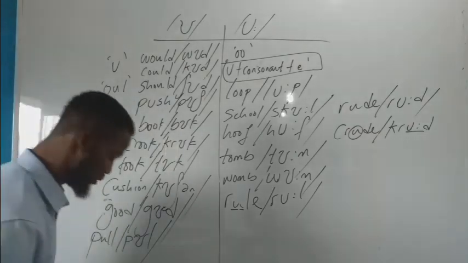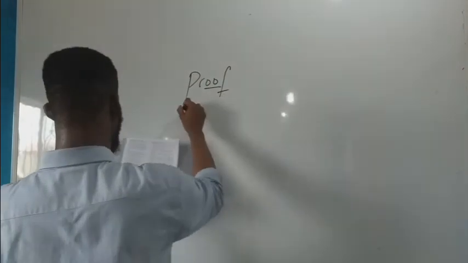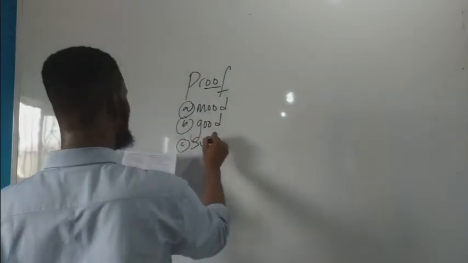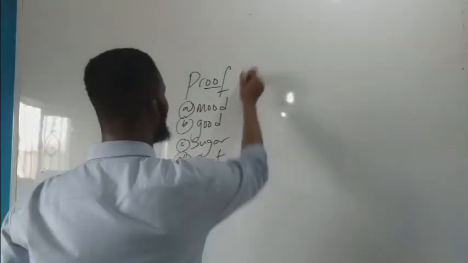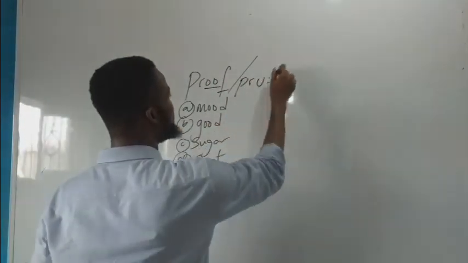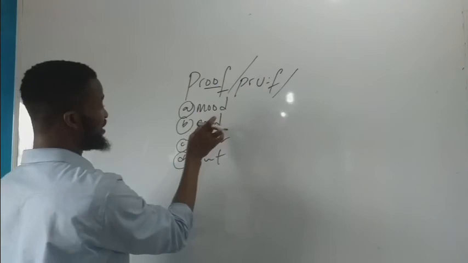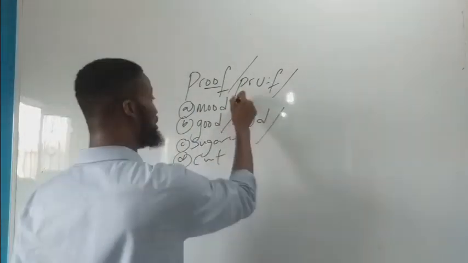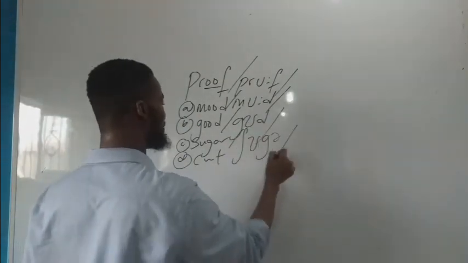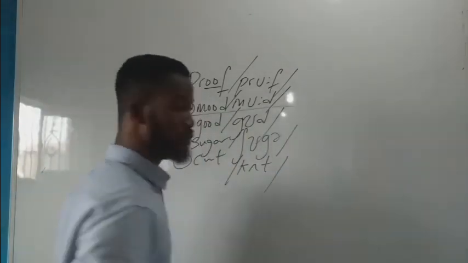Now let's take a look at a few questions. The first question is P-R-O-O-F, and this is underlined. Option A is M-O-O-D, B is G-O-O-D, C is S-U-G-A-R, and option D is C-U-T. The question here is O-O-F, and this is called proof. Because O-O, once you have O-O-K is short. I gave you this particular example, good, as short, but this one is not. This is long, mood. This is called sugar, and this is called cat. So our final answer is option A, mood.